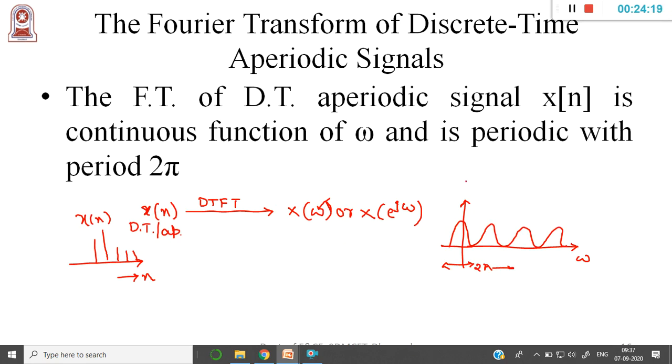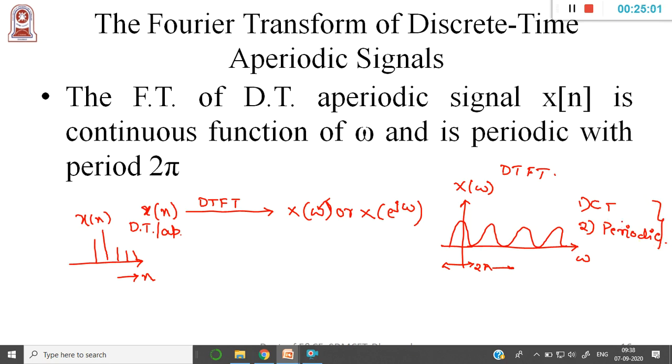So the output of DTFT is x of omega. So this is a DTFT signal. When you apply the DTFT mathematical computation on input x of n, which is discrete time and aperiodic, that is, when you apply the discrete time Fourier transform, the output of DTFT is always continuous, first point, and second, that particular signal will be converted into a periodic signal. This is very important, guys. Unless you know this, we cannot go for DFT.